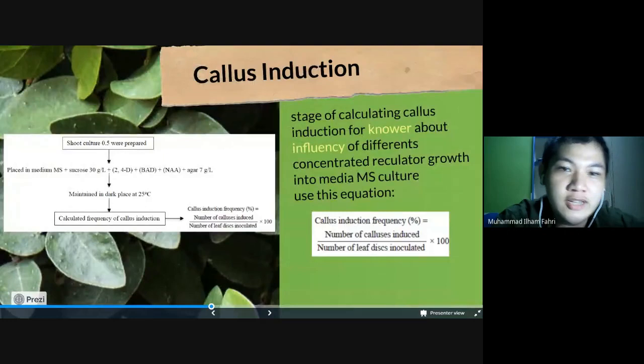First calculation, the callus induction. The calculation of callus induction is to know the influence of different concentrations of growth regulators in MS culture media, using this equation. After we get the callus, we have to calculate the size of the callus. We use this equipment. Sorry.